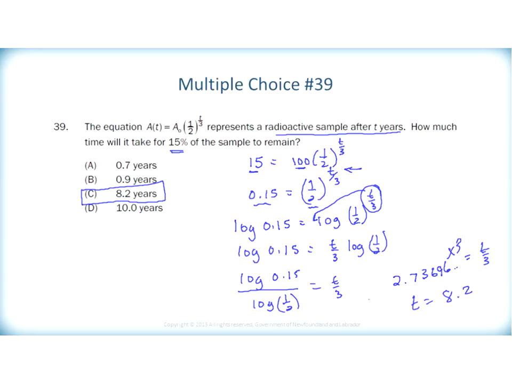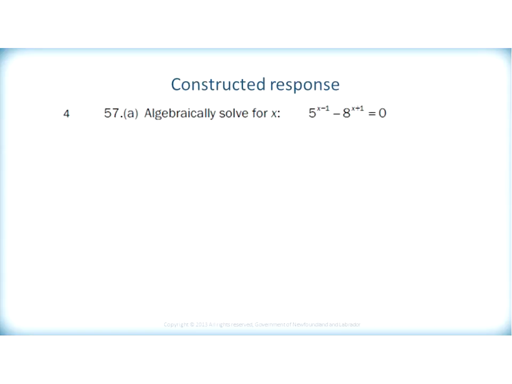This could also be a constructed response item in which they tell you that it's a half-life every 3 years, and you have to first write the equation and then solve. So this can be a possible constructed response item. Speaking of constructed response, we'll move on.